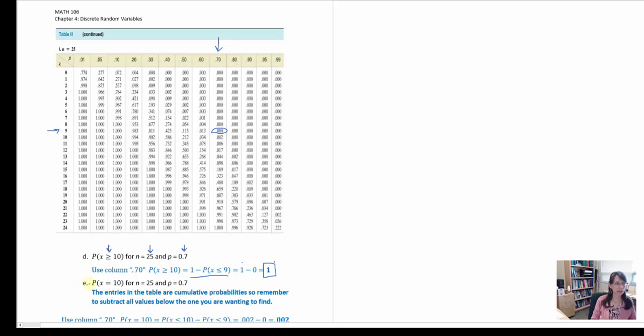Finally, for part E, the probability that x is exactly equal to 10. That means we are not including numbers less than 10. We are not including numbers larger than 10.